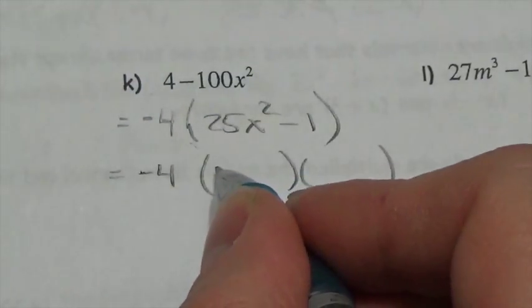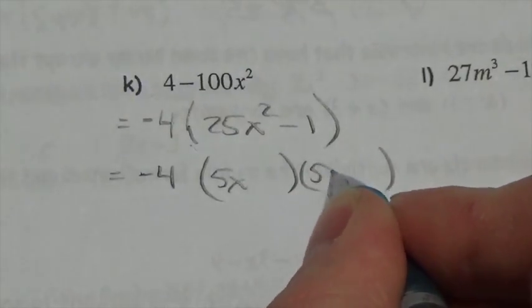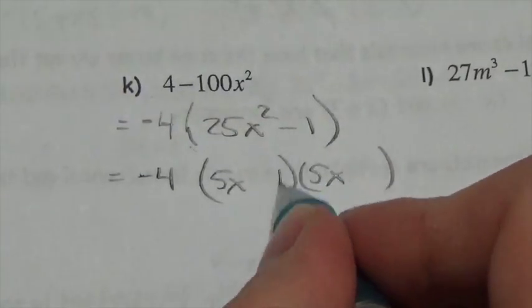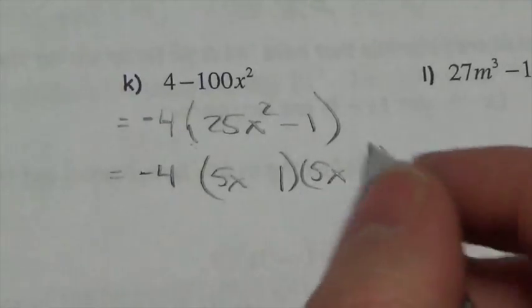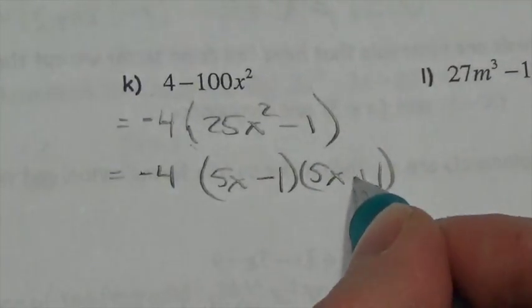The square root of 25x squared will be 5x, so I put 5x there and there. The square root of 1 is 1, so that's easy. I put that there and there. And then to make the binomial conjugates, I'll put the negative there and an addition there.